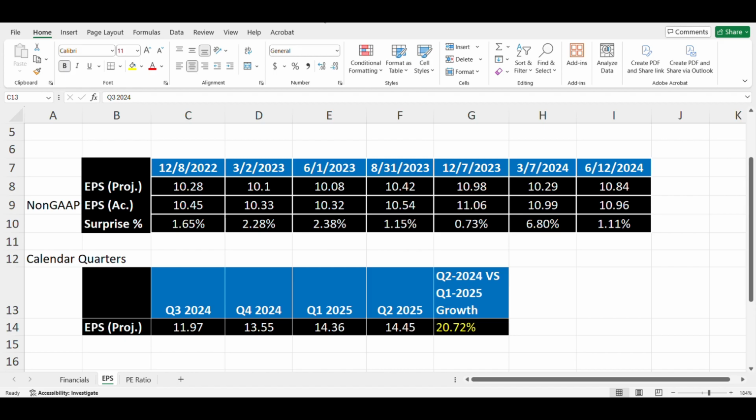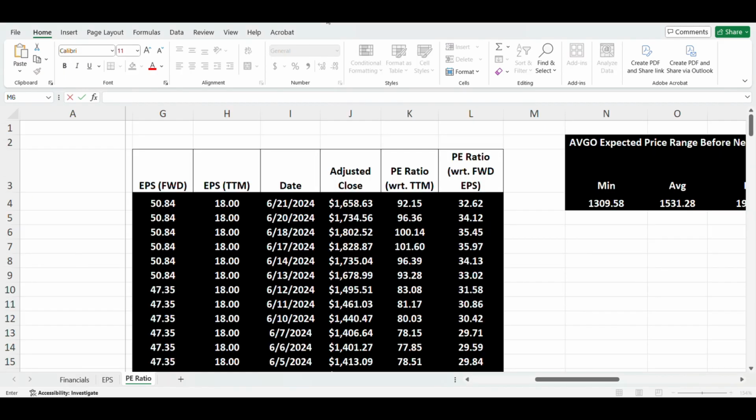Now let's take a look at forward PE and try to make some projections or assessment. I put together the EPS forward, EPS trailing 12 months, and the adjusted closing price in this table for the last 4 weeks. I also calculate the PE ratio with respect to trailing 12 months EPS and the PE ratio with respect to forward EPS. We also call it the forward PE ratio.